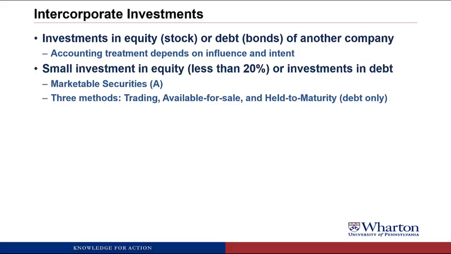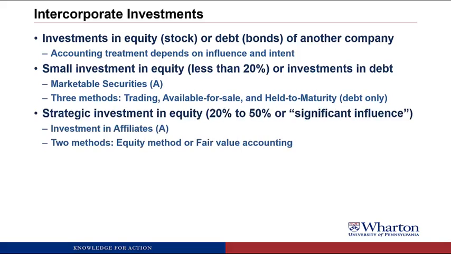So for small investments in equity, so you buy less than 20% of another company's shares, and that's considered a situation where you wouldn't have a lot of influence over the other company. Or for all investments in debt securities, obviously there's no percent ownership with debt, you're just buying amounts of bonds on the market. We're going to call these assets marketable securities, and there's going to be three methods that we're going to look at. Trading securities, available for sale, and held to maturity, with the latter only being used for debt investments, whereas the first two could be used for equity or debt.